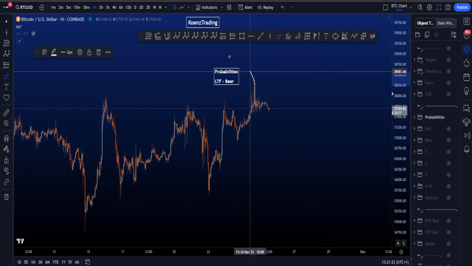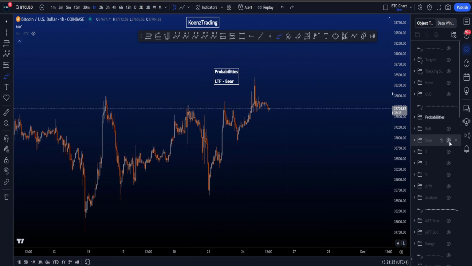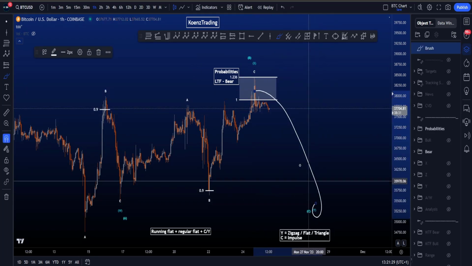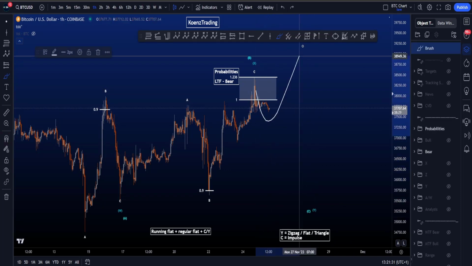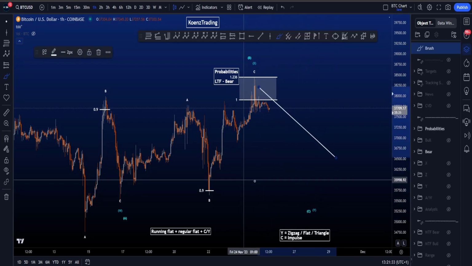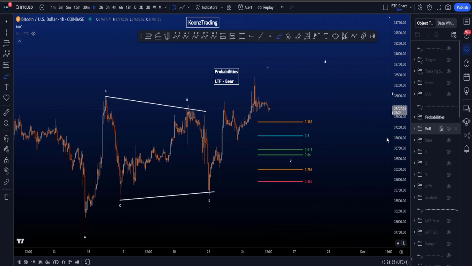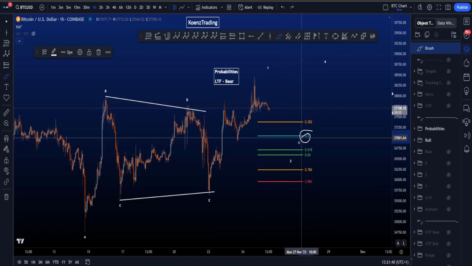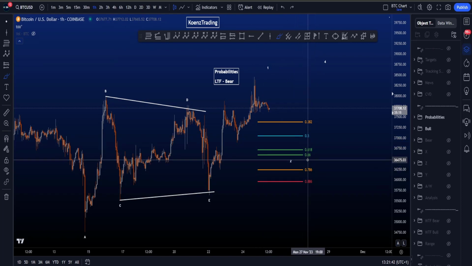Now, if we then look at the probabilities of the different scenarios, then in both of the scenarios we are looking for a bit of a drop, right? In a wave Y, we're looking for either a zigzag to the downside, a flat for lower prices, or a triangle over here. And in the bullish scenario, we are looking for a retracement in a wave 2, where preferably price goes to the 0.5 to the 0.786 area.